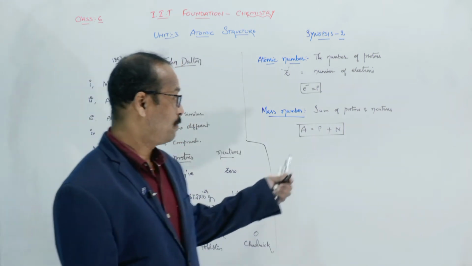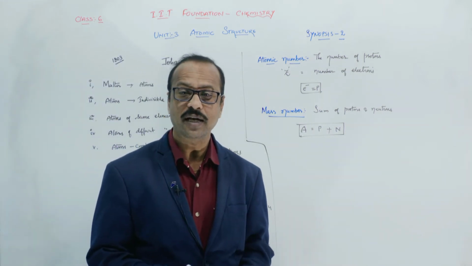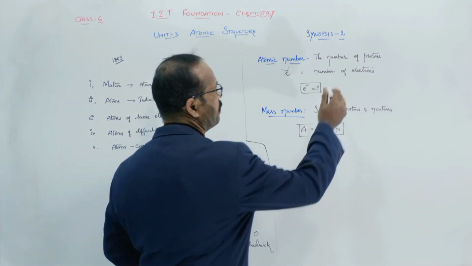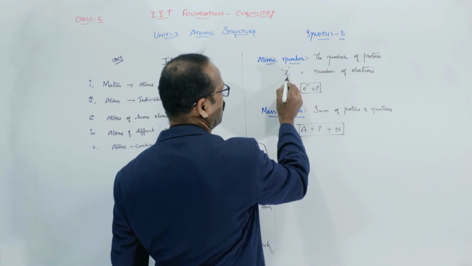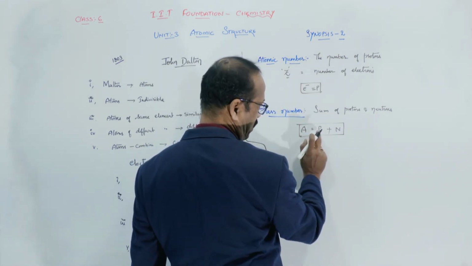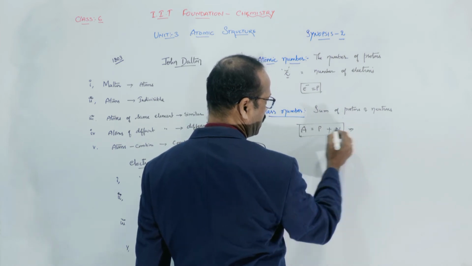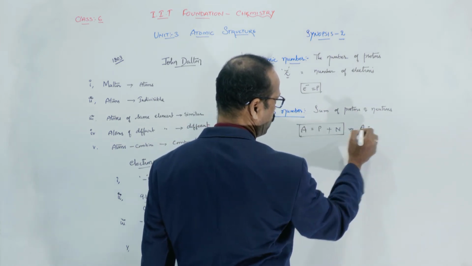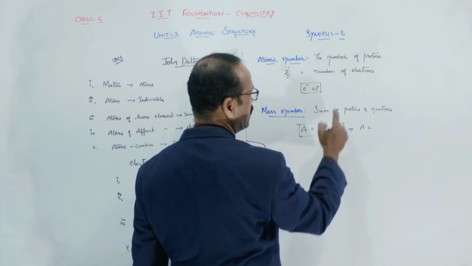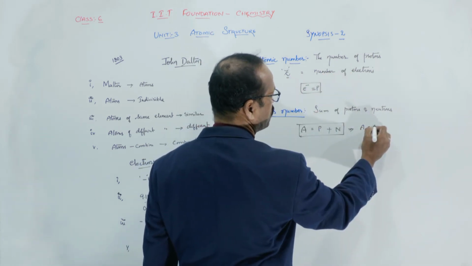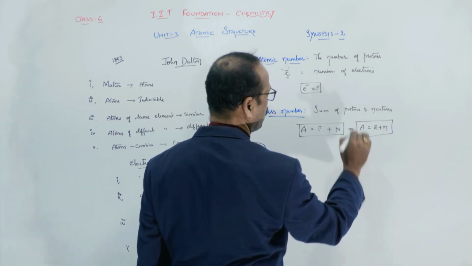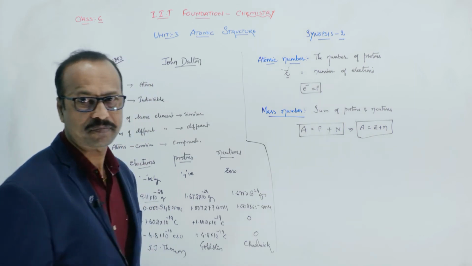P means the number of protons and N means the number of neutrons. Now, the number of protons is represented with Z. So we can write the equation the same way: A is equal to P, where P means the number of protons, but protons is represented with Z. So just replace P with Z, and this becomes Z plus N. This is the formula for mass number.